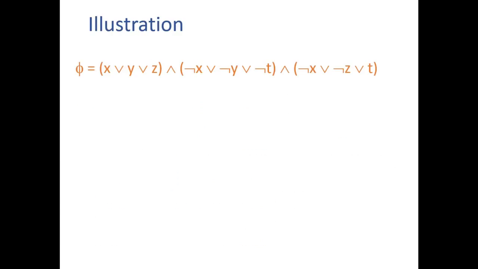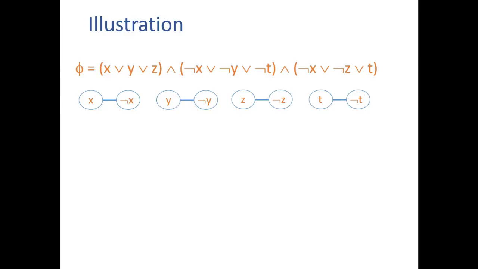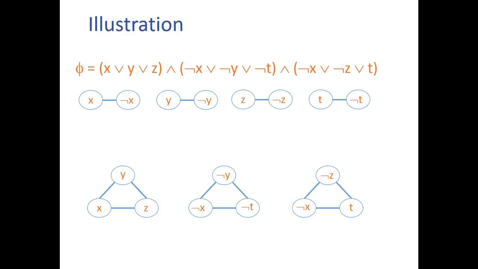So now let's see an example. Let's say that this is my formula phi. I have variables x, y, z, t. I construct these variable gadgets. This is what variable gadgets look like. I construct my clause gadgets for each of the 3 clauses, and I label them according to the formula. So the first clause is x, y, z, then not x, not y, not t, then not x, not z, t. Now I have to connect them.